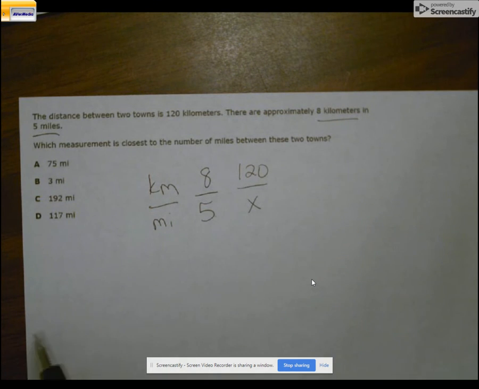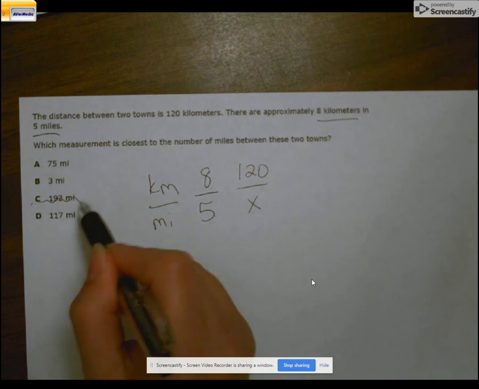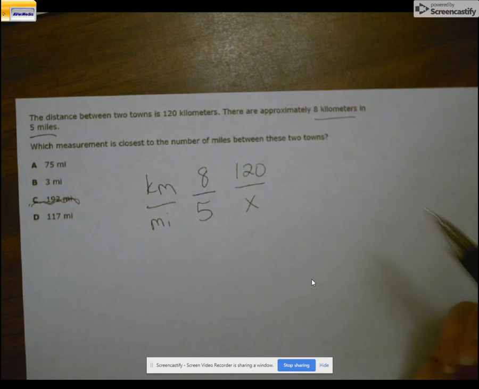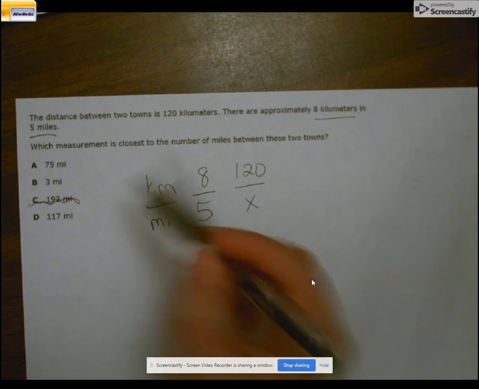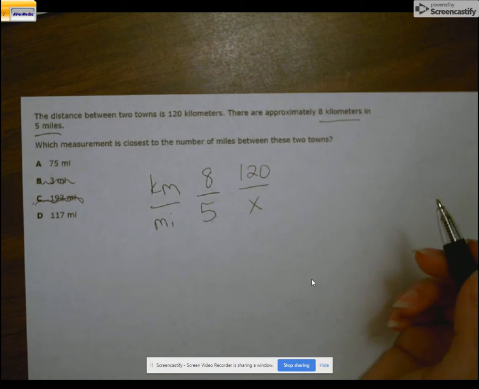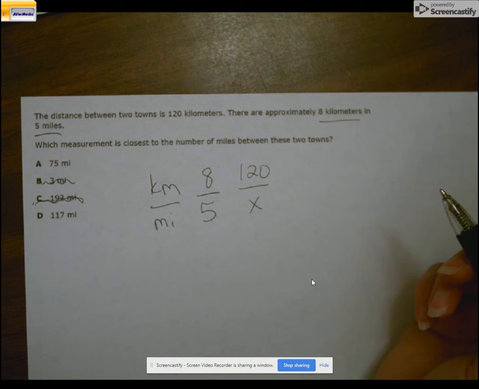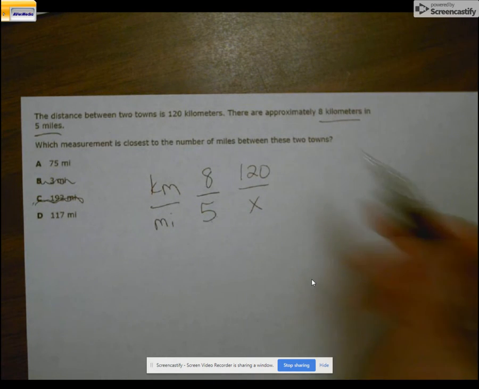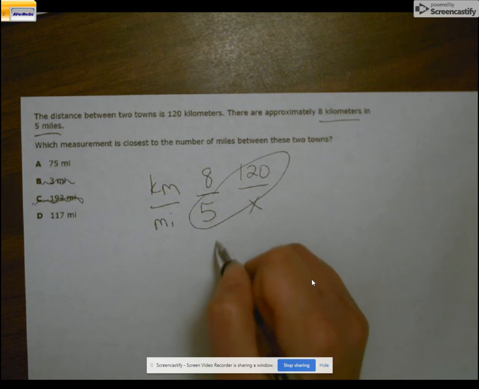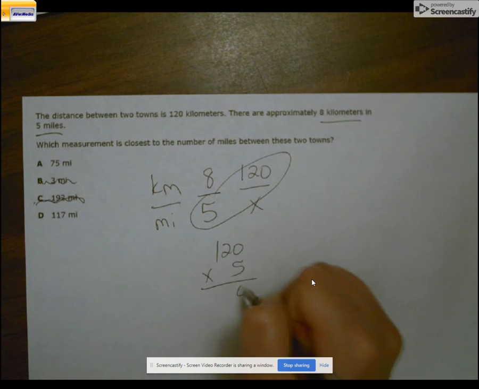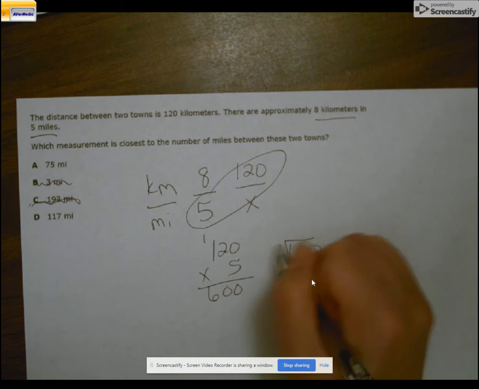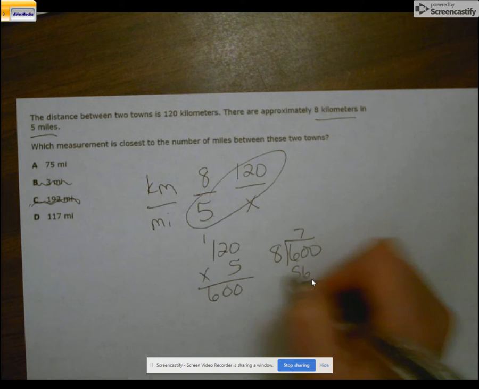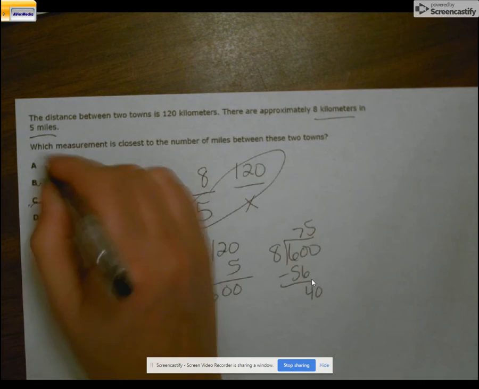So let's see if there's any I can get rid of. Are there any here that are bigger? Yep, both of those. I can get rid of this one because that would be bigger. 3 doesn't make a whole lot of sense because I already have 5 and went with 8. It wouldn't make a whole lot of sense for 3 to go with 120. It looks like 117 is probably too big. My guess right now is 75, but let's go through and see. So 120 times 5. It's 600 divided by 8. And I do end up with a 75. All right, let's look at one more.